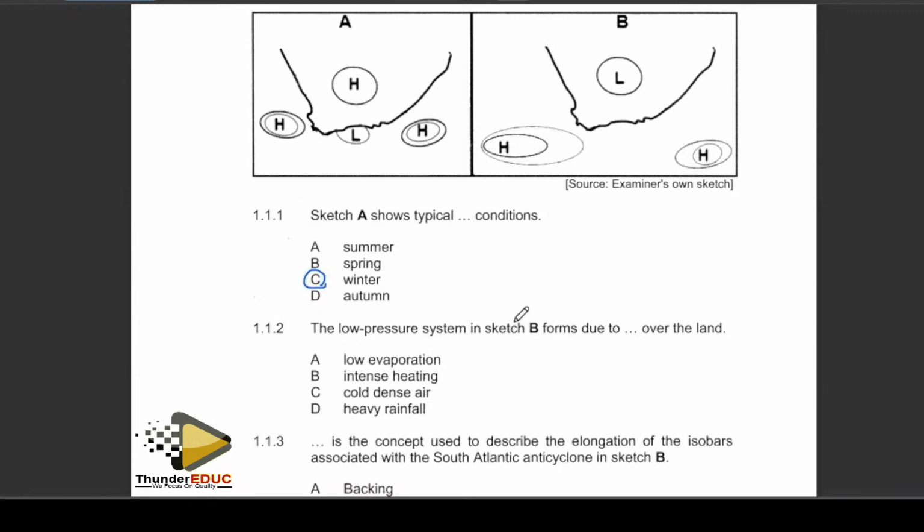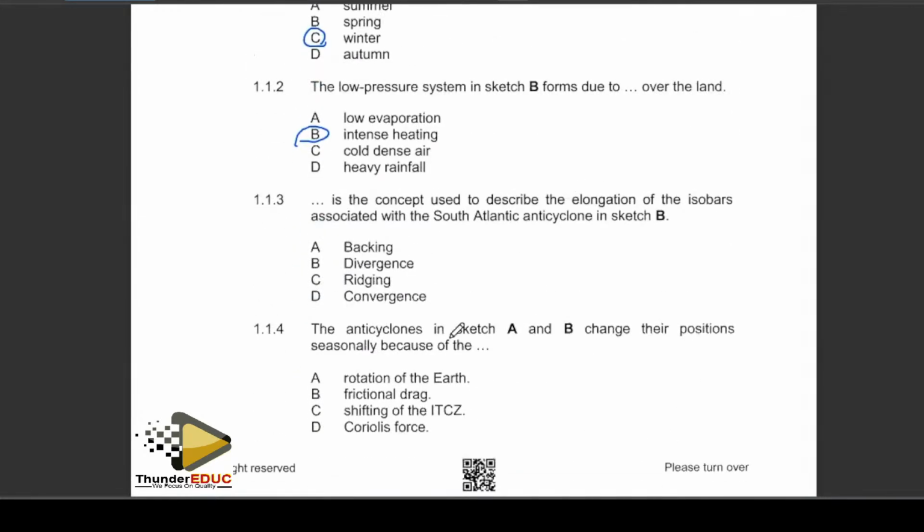The low pressure system in sketch B forms due to dash over the land. The low pressure in B here, low pressure over the interior in B, I think I have highlighted that earlier on, is caused by intense heating. When there is intense heating during summer, that low pressure cell develops, which we call the thermal low. Right, we move on to the next question.